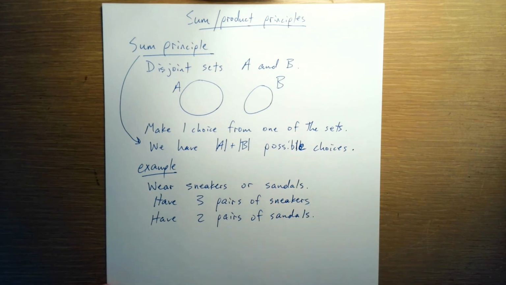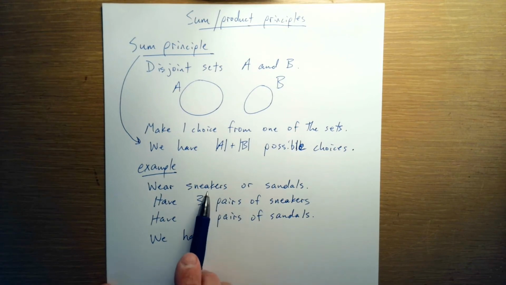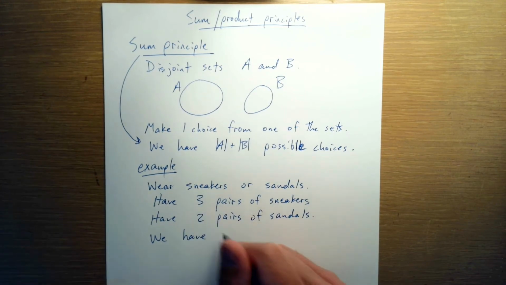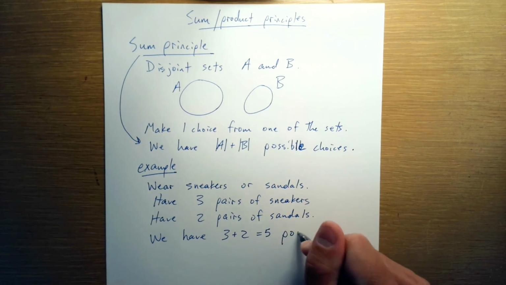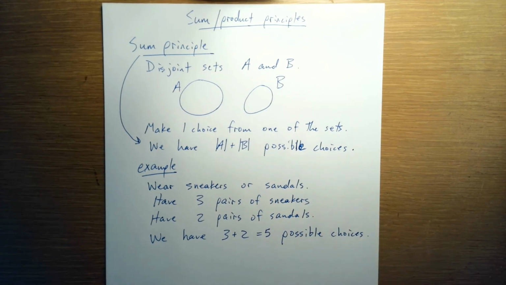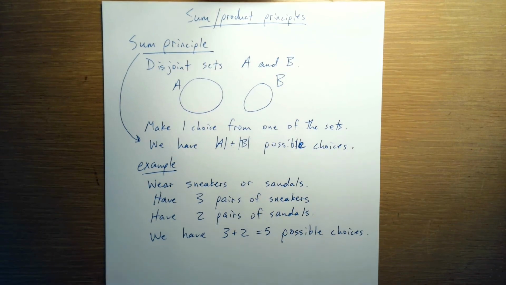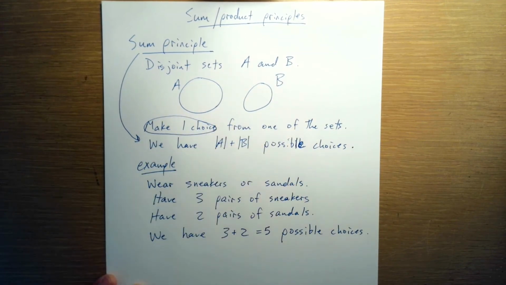So how many choices do we have? The sum principle would say we have, since these 2 sets are disjoint, we can't wear sneakers and sandals. We have to pick one of the 2. So we have 3 plus 2, that's 5, obviously, possible choices. That's the sum principle at work. So again, the sum principle, we make one choice, but it could be from this collection of disjoint sets. And all the sum principle says is the number of ways that we can make that choice is just the sum of all the sizes of the sets.